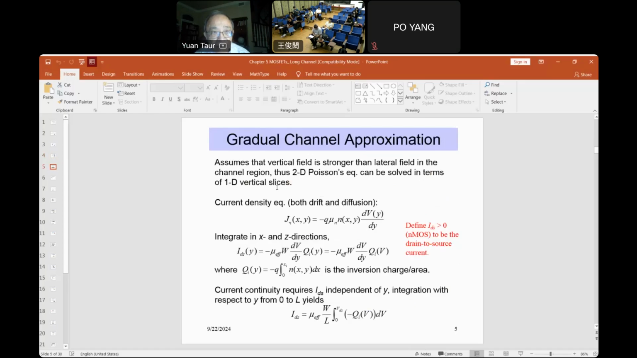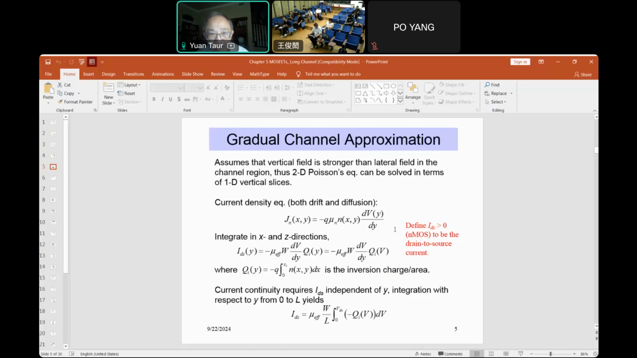In terms of the 1D vertical slice, the current density equation we derived in chapter 2 is mobility times electron density times dV/dy. This is the gradient of the quasi-Fermi potential that determines the current.